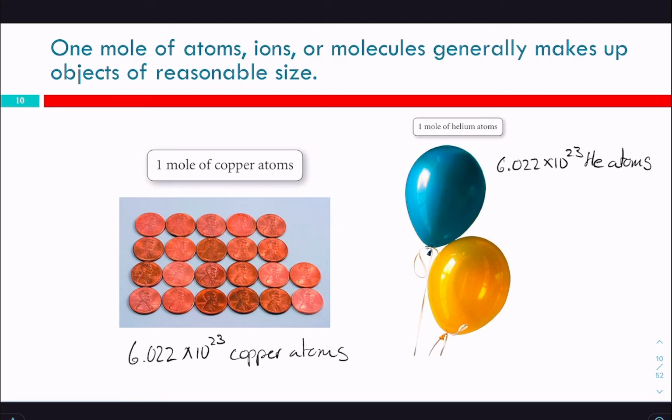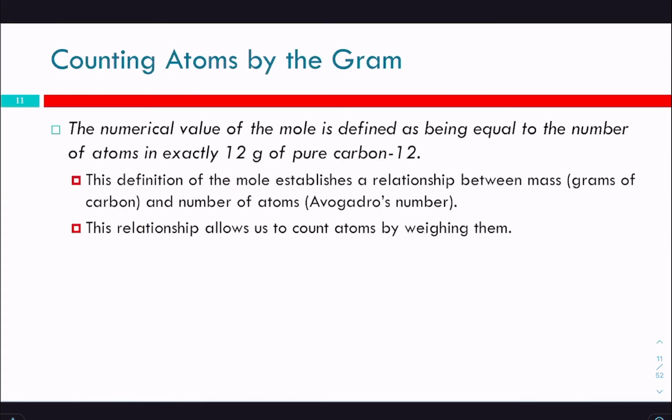So that's why we use the mole. Because even though there's literally an unimaginable number of atoms or molecules, this is a workable scale. The numerical value of the mole is actually defined as being equal to the number of atoms in exactly 12 grams of pure carbon-12. So it's a carbon with 6 protons, 6 neutrons. And if you took this 12 grams and divided it in half 79 times, you would get a single carbon atom.